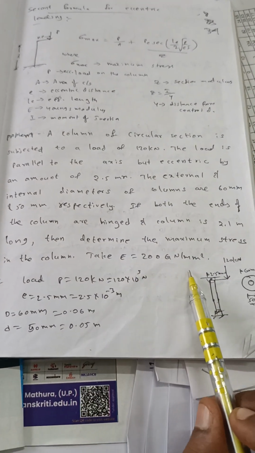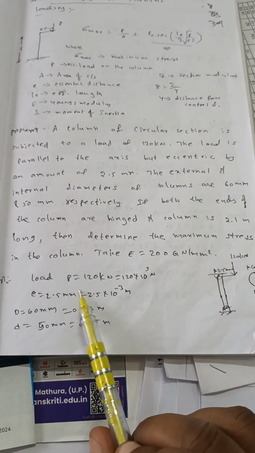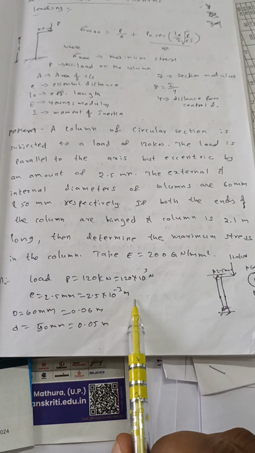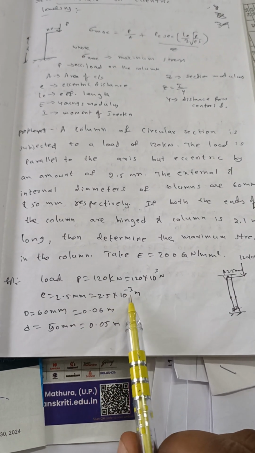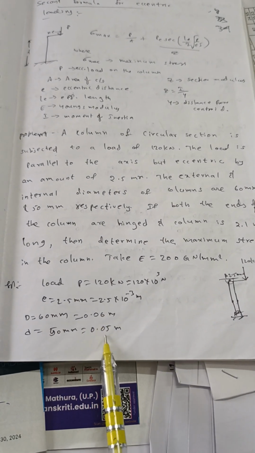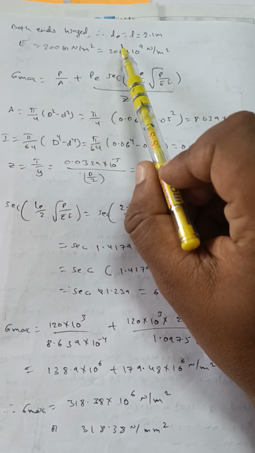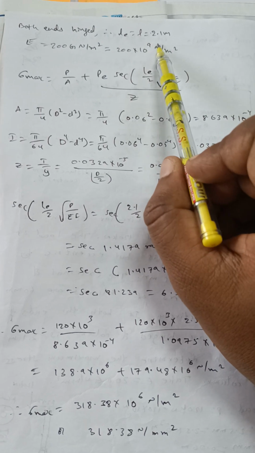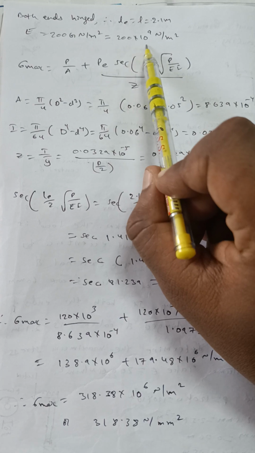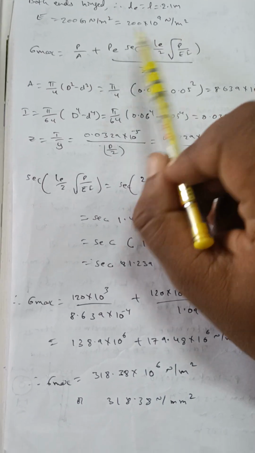Take Young's modulus equal to 200 giganewton per meter square. So this is the given data. Load is given as 120 kilonewton, convert to newton: into 10 power 3. e is 2.5 mm, convert to meter: 2.5 into 10 power minus 3. External diameter is 60 mm, convert to meter: 0.06. This is 0.05. When both the ends are hinged, effective length Le equals actual length equals 2.1 meter. E is 200 giganewton per meter square, so into 10 power 9 newton per meter square.